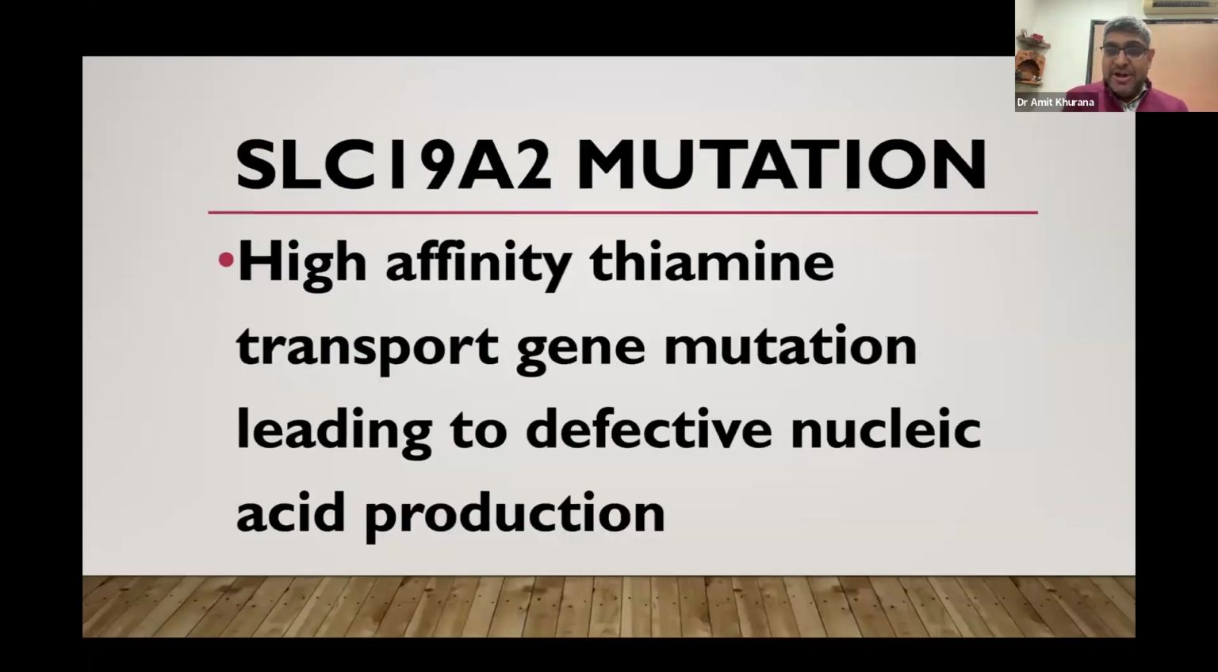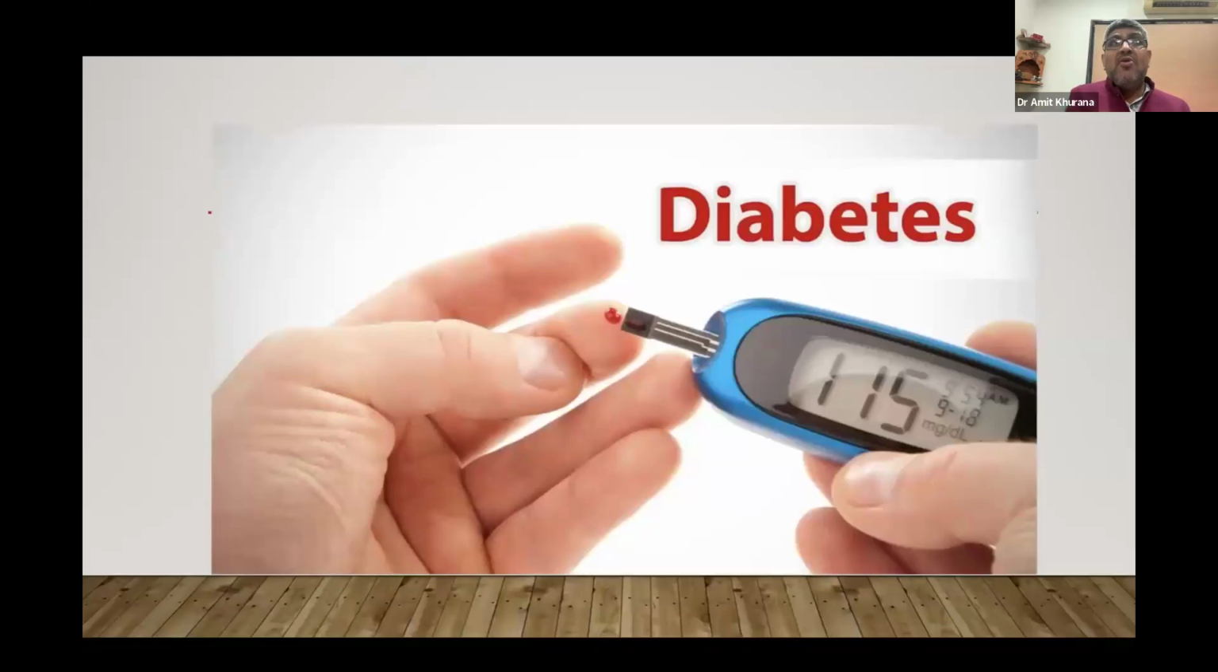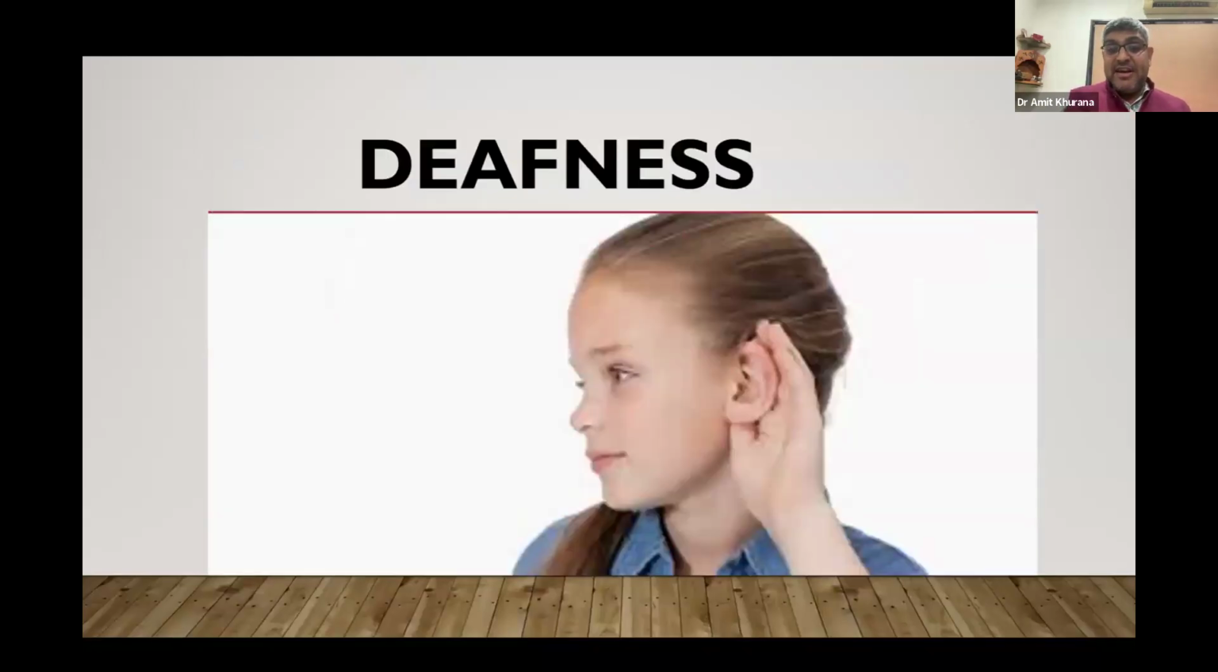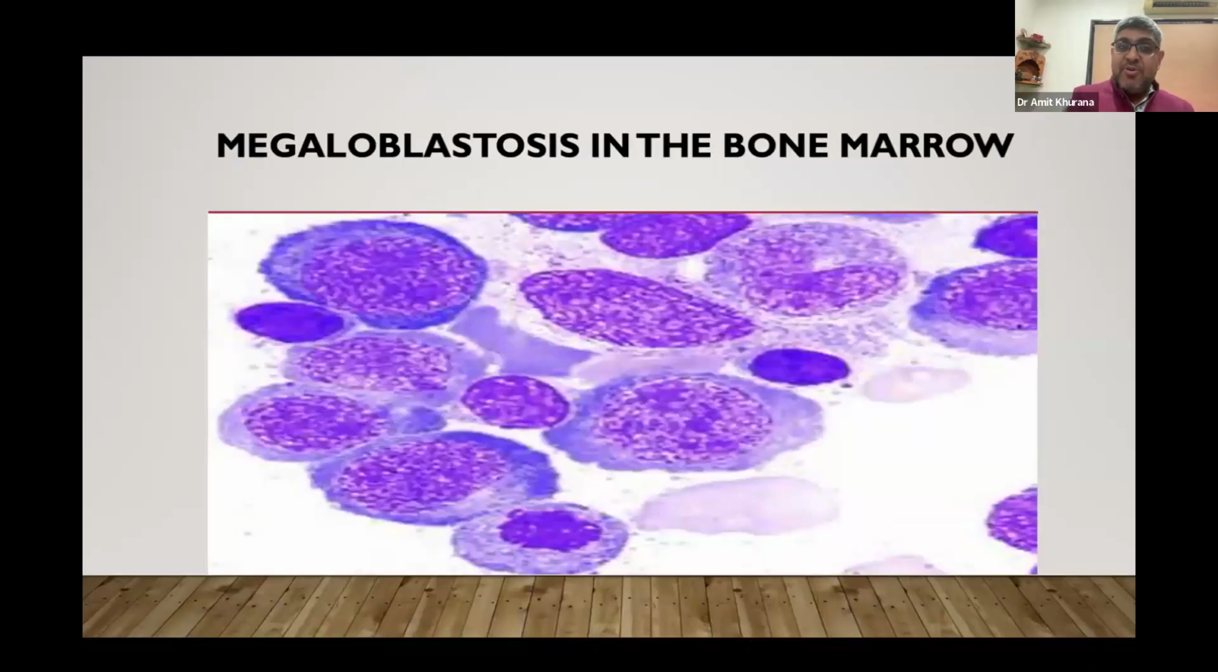What this mutation does is, it is a high affinity thiamine transporter gene mutation, which leads to defective nucleic acid production. So if your patient has an SLC19A2 mutation, he may end up with TRMA, that is thymine responsive megaloblastic anemia. What are the features of this TRMA? You will get megaloblastic anemia, no doubt, but you will also get diabetes. That is the worst feature. You may get deafness. And very important, you may get megaloblastosis in the bone marrow. And that was your MCQ quiz.